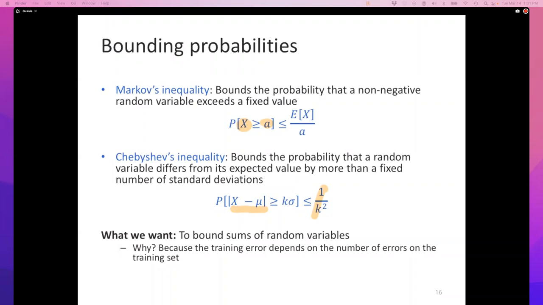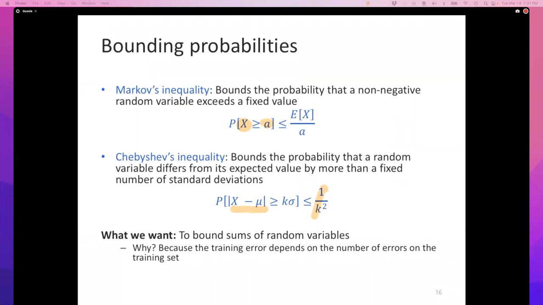What we would like to do is not to bound a particular random variable, but to bound the sum of random variables. The specific random variable of interest that we have is, what's the probability that this particular classifier will make an error on a future example? That's the error, right? That's the generalization error. I'm going to approximate that using a mean and then try to put a bound on it. This is like a high level agenda for the next maybe 15 minutes.